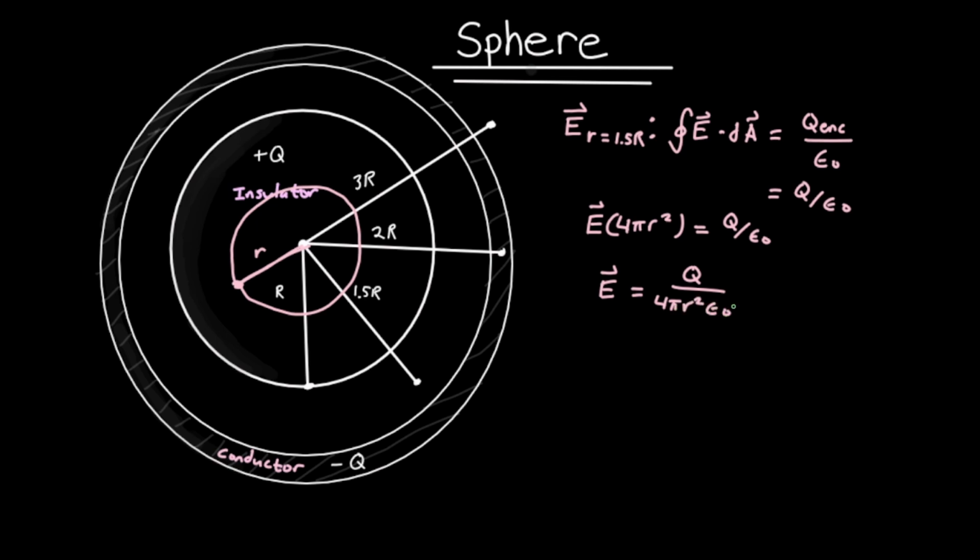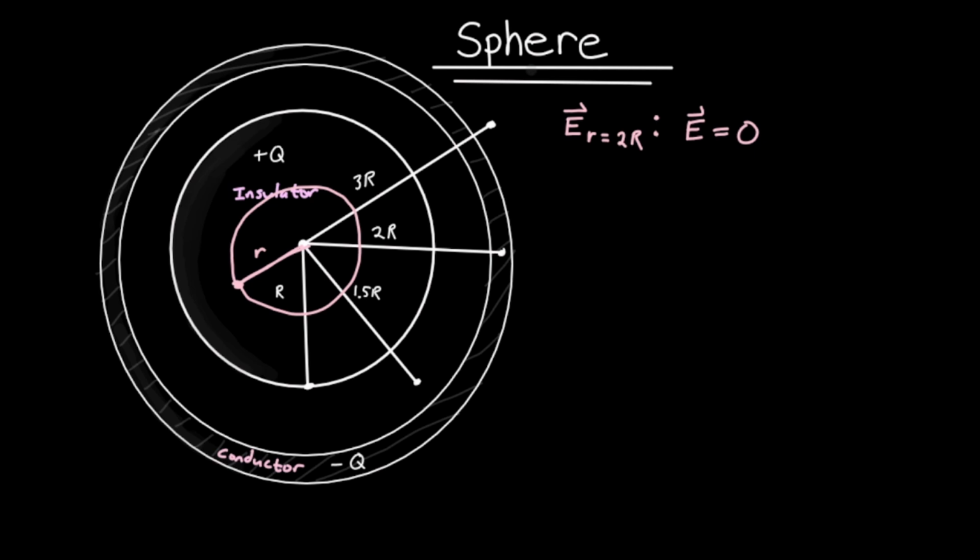Now you may be wondering, isn't this equal to the electric field for a Gaussian surface at radius big R? Yes, because the charge enclosed is still the same. The only difference is the r is a different distance, so the electric field would be weaker, but the formula is the same.